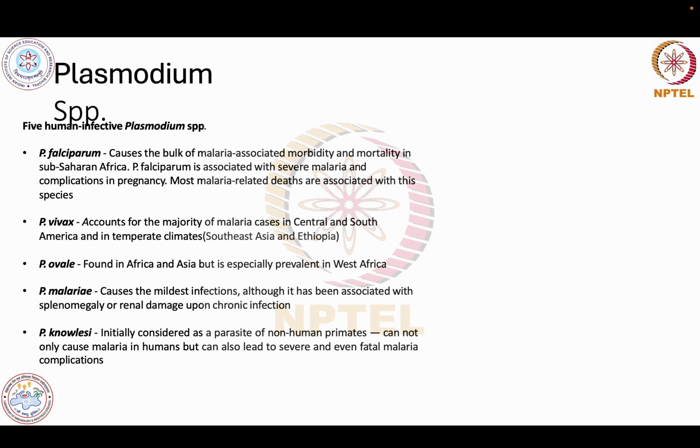Plasmodium vivax accounts for the majority of malaria cases in Central and South America and in temperate climates. Plasmodium ovale is found in Africa and Asia but is especially prevalent in West Africa. Plasmodium malariae causes the mildest infections, although it has been associated with splenomegaly or renal damage upon chronic infection.